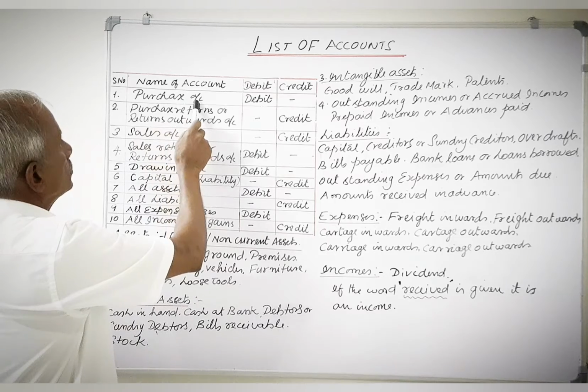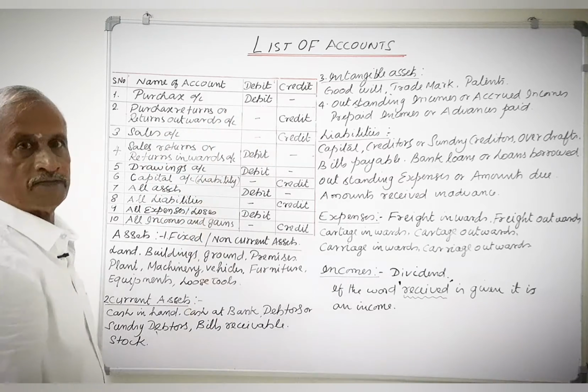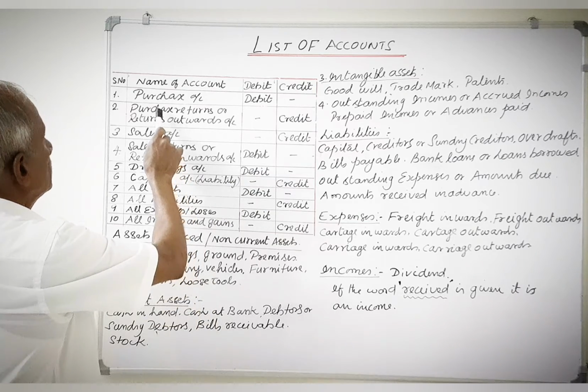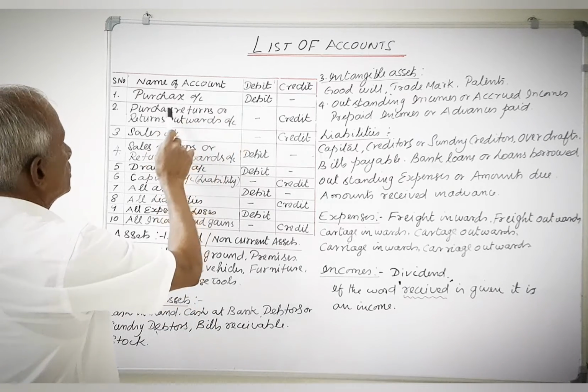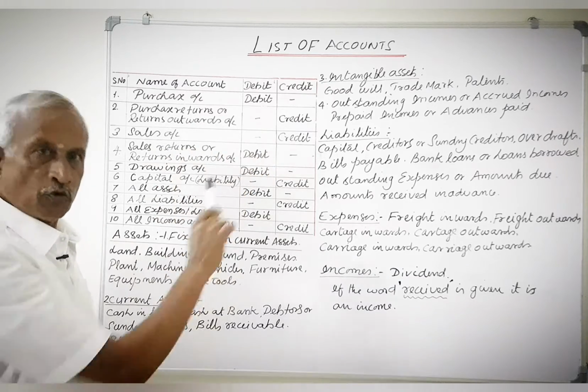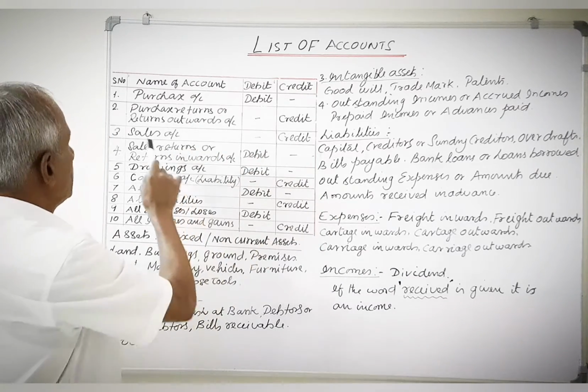Purchase account always shows debit balance, so it is shown on the debit side of the trial balance. Purchase is debit, so purchase returns or return inwards is always credit. So take it on the credit side.